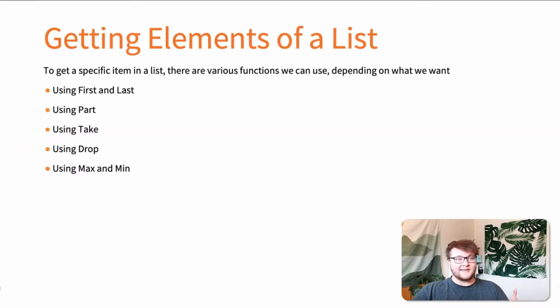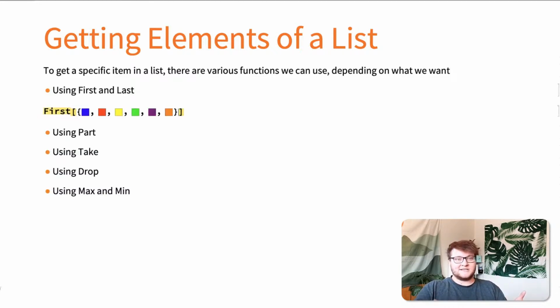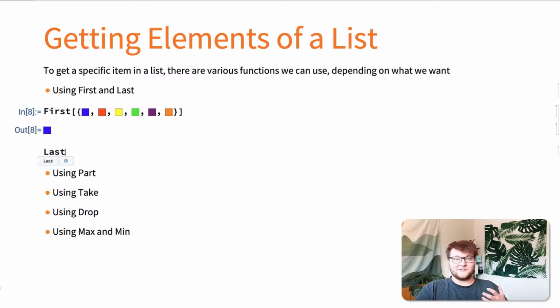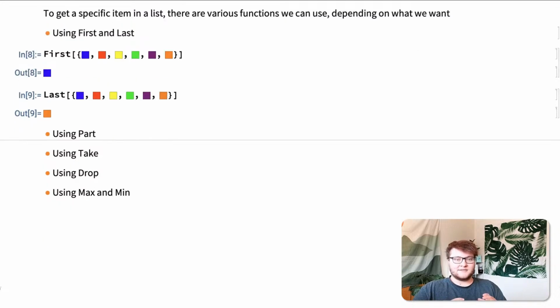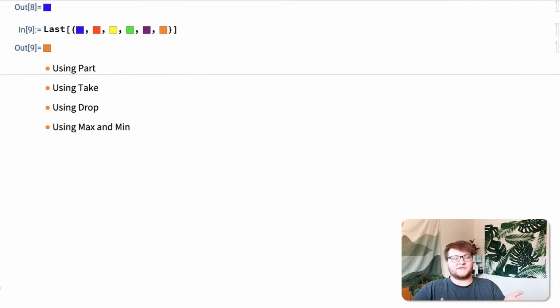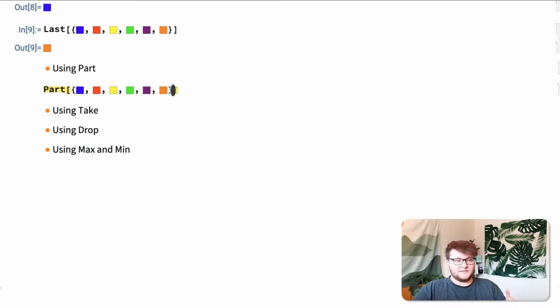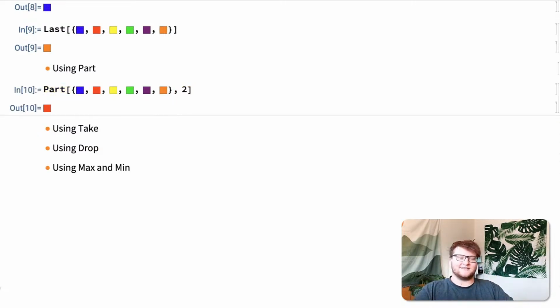Now let's talk about getting elements of a list. If we want to get a specific item in a list, there are several different ways that we can do that, depending on exactly what we want. If we're specifically looking for the first or the last element in the list, then we can use the function first or the function last. The most general function for getting elements of a list is part, which returns the element at a specific position. So we can say part of a list, the second one, please. It'll give us the second part of that list.